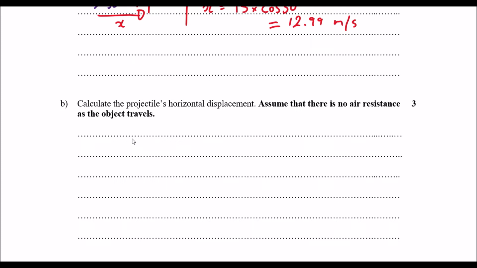The equation that we can use to find displacement is this one here: S equals ut plus half at squared. The assumption is there is no air resistance. That means that there is no acceleration for the x component, or the horizontal component. So if that is 0, then the formula becomes S equals ut. Now I have u, I just worked that out. That was 12.99 meters per second.